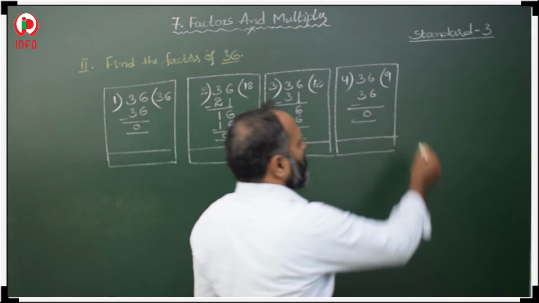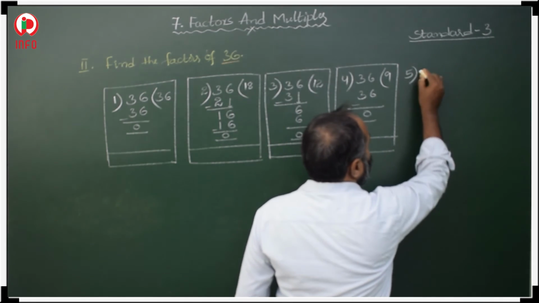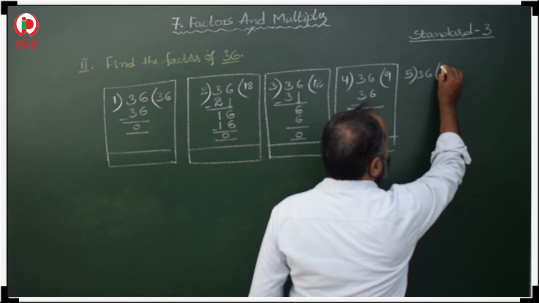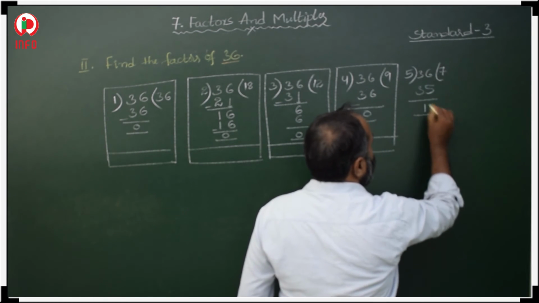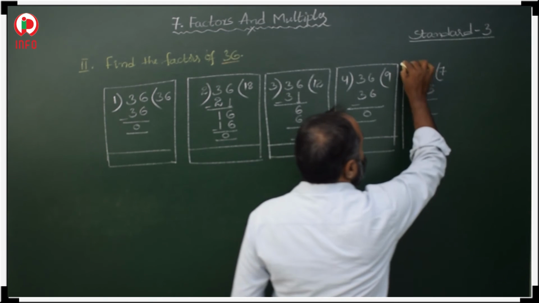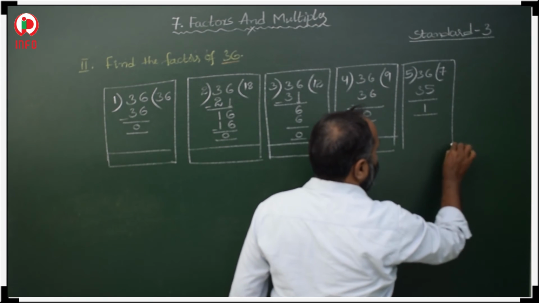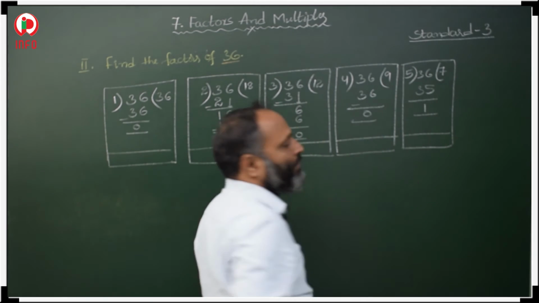Then in the 5 table, 36. 5 sevens are 35. So 1 is the remainder. So this is not a factor. Here, see, we are getting a remainder, so it is not a factor.